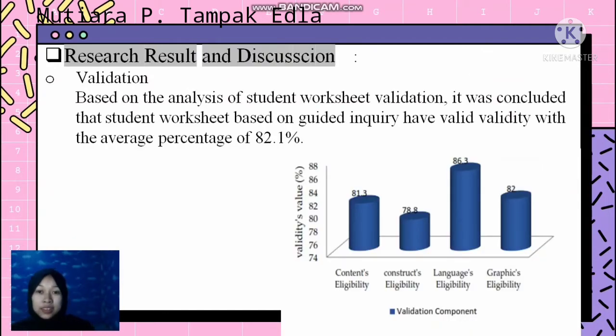Next, the research result and discussion of this journal. Validation. Based on the analysis of student worksheet validation, it was concluded that student worksheets based on guided inquiry have validity with the average percentage of 82.1%. There is the chart of validation components with validity value. We can see it on the PowerPoint slide.